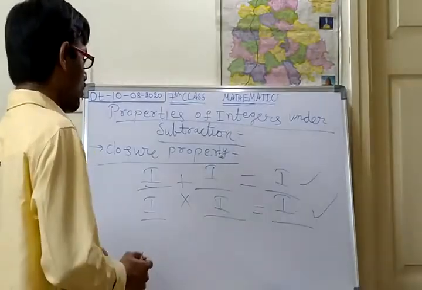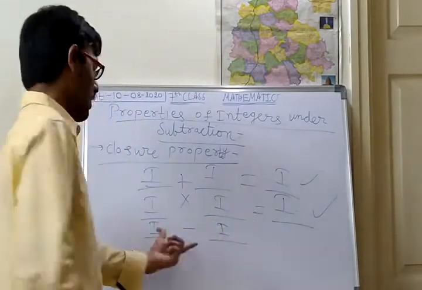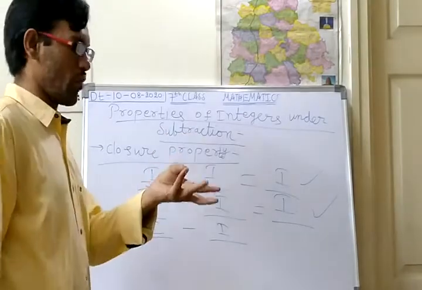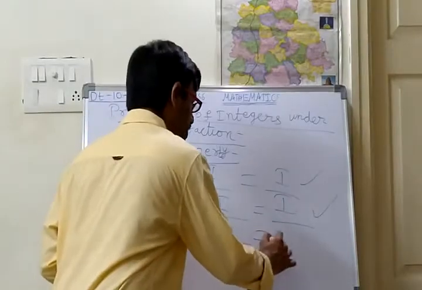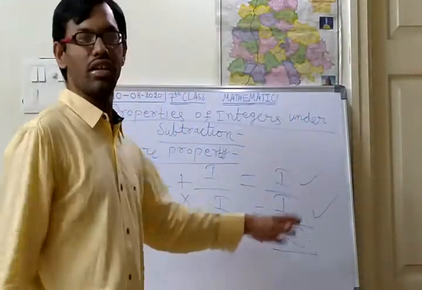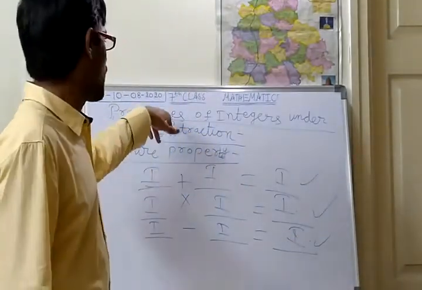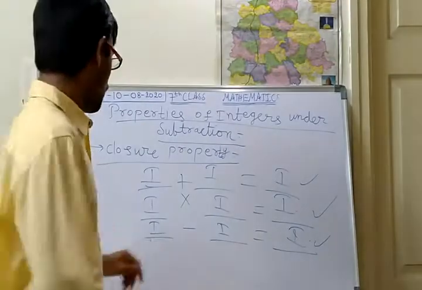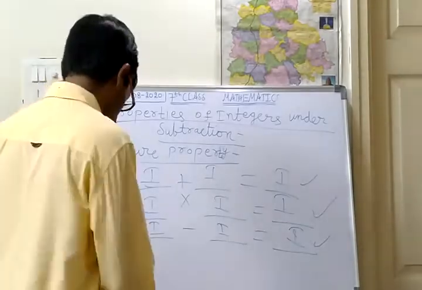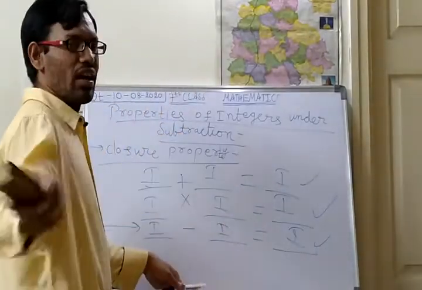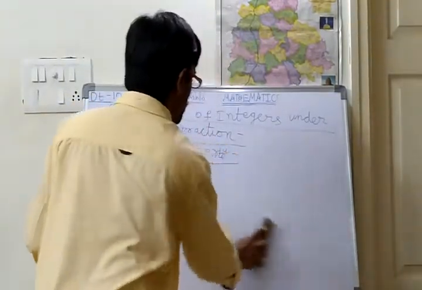Now coming to subtraction. If we take any two integers, whether positive integer, negative integer or 0, and do the subtraction, if the result is also one of the integers, then the closure property is satisfied for subtraction. So now we shall check whether this property is satisfied or not. Assume any number from the integers, and subtract those two integers.